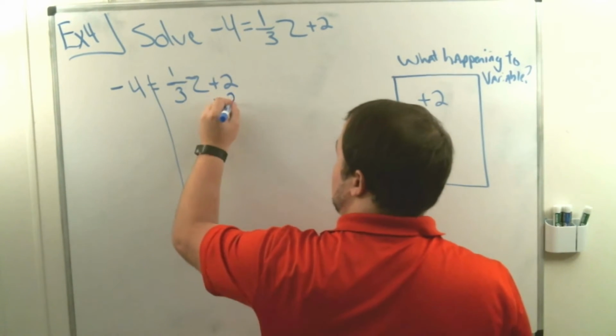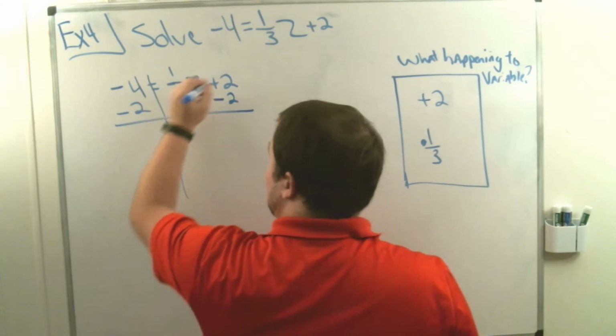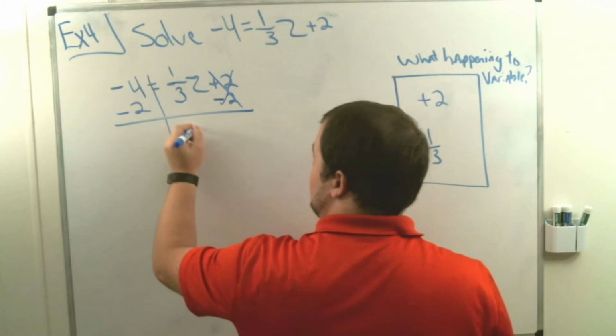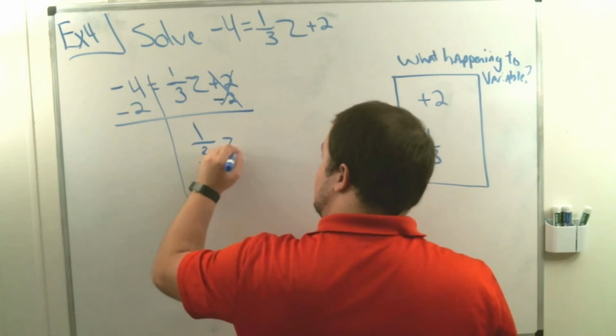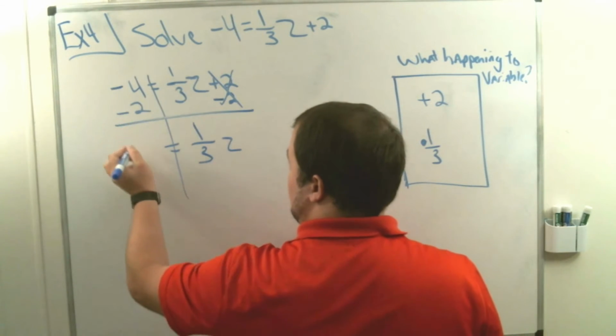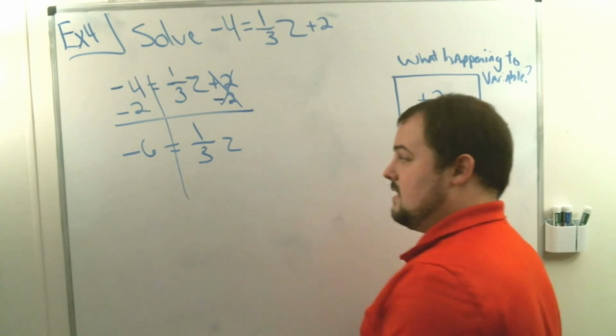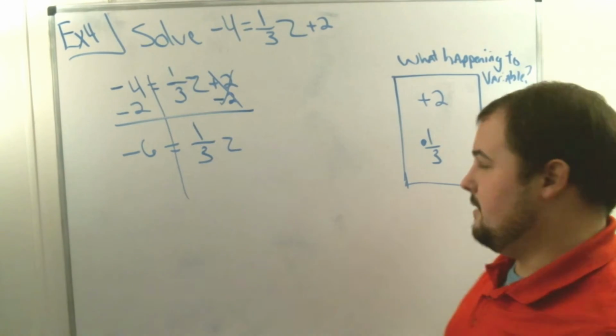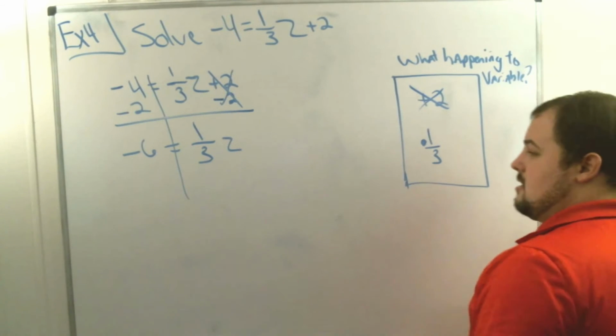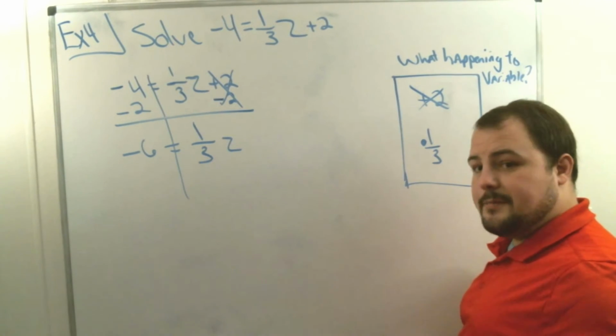So I subtract 2, 2 minus 2 cancels out. We have 1/3 z equals a negative 4 minus 2, that's negative 6. Alrighty, we're almost done. We got rid of adding 2, so that's gone. Now we just have to get rid of times 1/3.